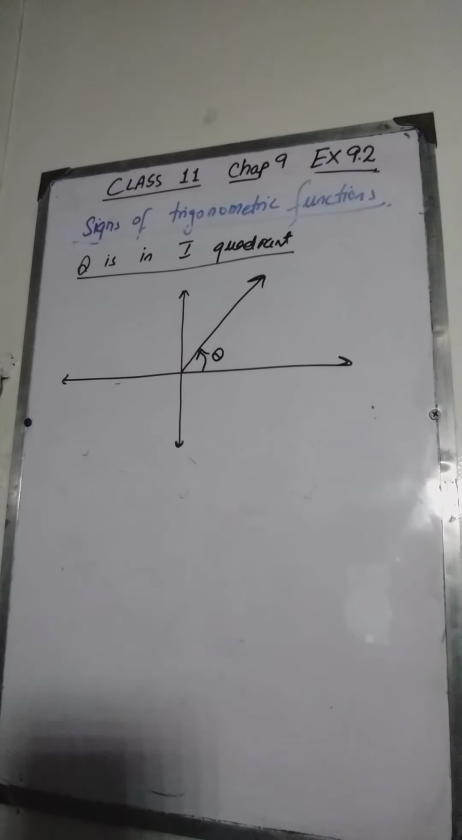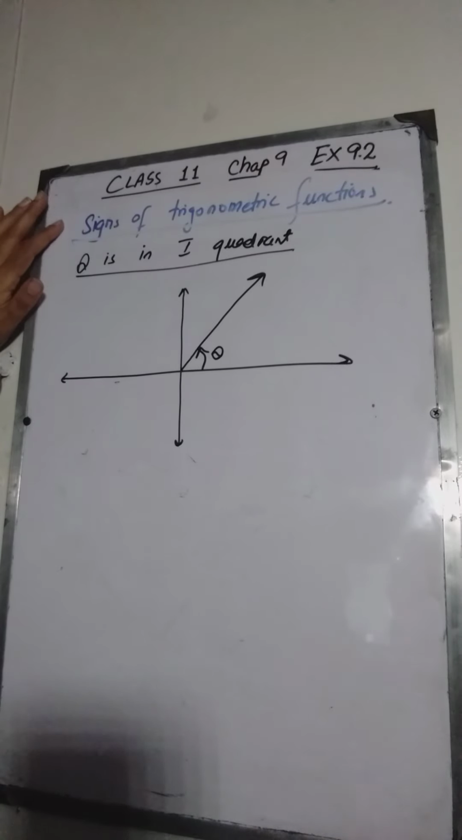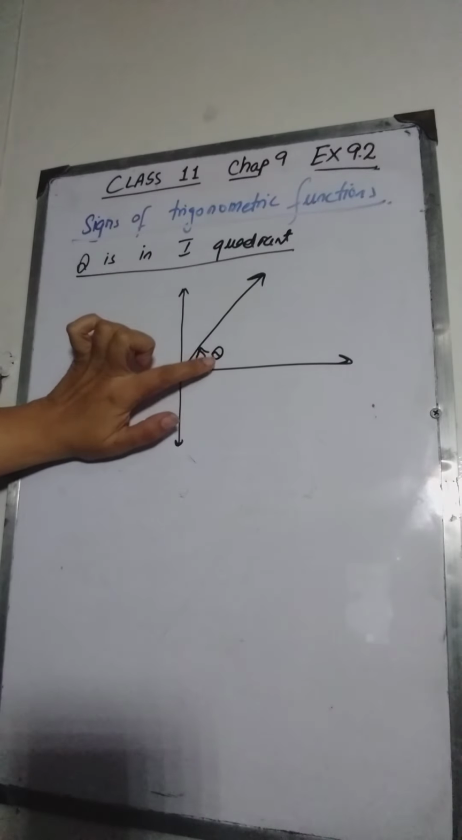In the previous lectures, we learned about the standard position of an angle and the definition of sine theta and cosine theta and all the trigonometric functions. Now we are going to learn about their signs. The signs of the trigonometric functions depend upon the quadrant in which the angle lies.